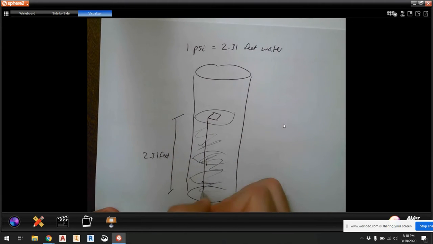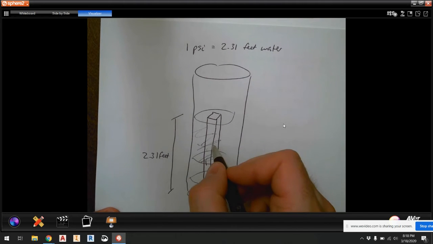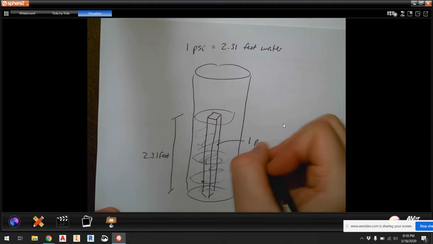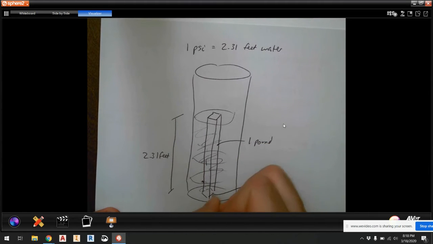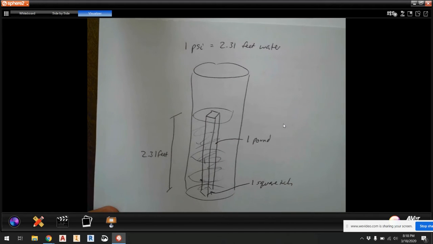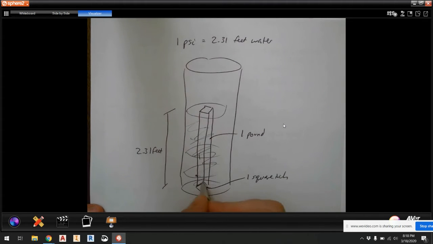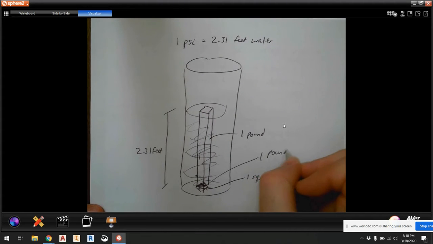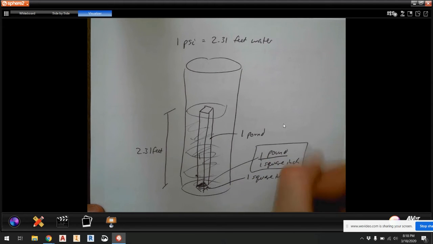And then in that you take a 1 square inch column. So it's a rectangular shape where it's a square at the top edge and the bottom edge. That column of water will weigh exactly 1 pound. And so that is 1 square inch here. And so the pressure pushing on that 1 square inch is 1 pound per square inch, or 1 psi.